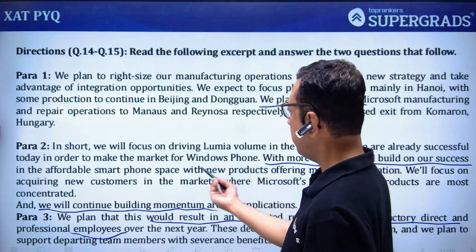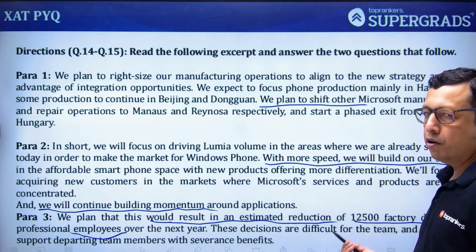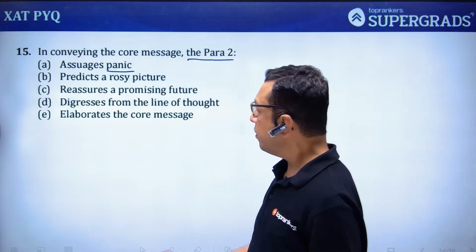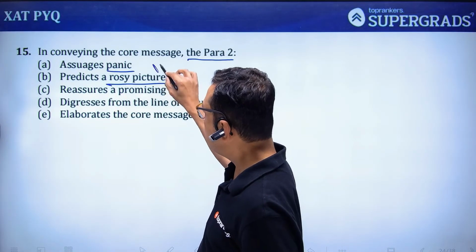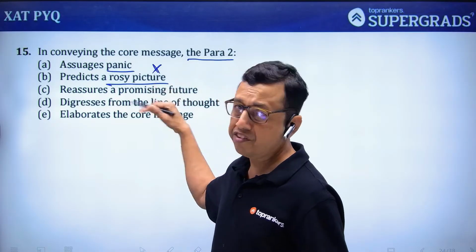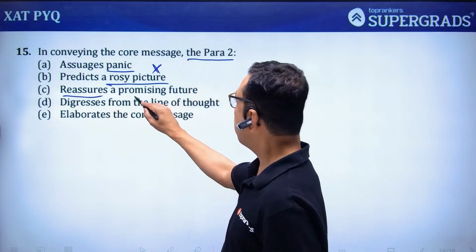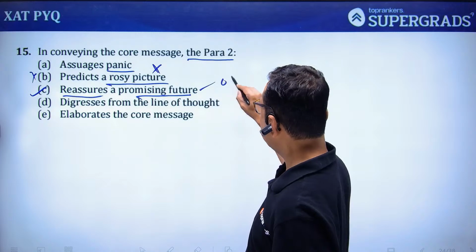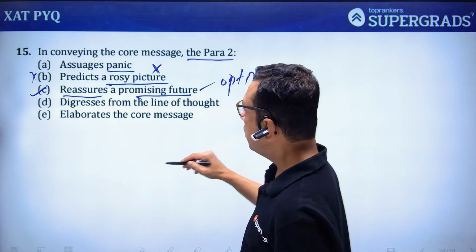Look at the second paragraph, this one. It's like optimism and all such things. Nothing to address panic, right? Predicts a rosy picture. No, it's not there. Optimism is there, rosy picture is not there. Rosy picture would be an exaggeration. So this is also eliminated. Reassures a promising future. Yes, this is wrong while this is right. This is optimism. This is optimism. So this is right.